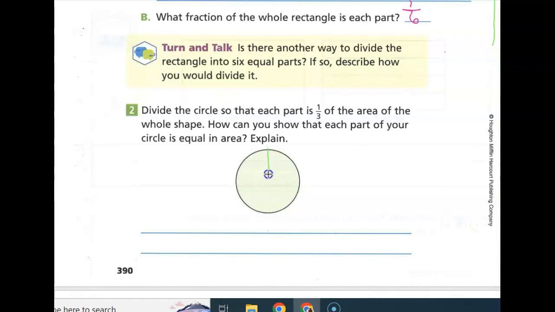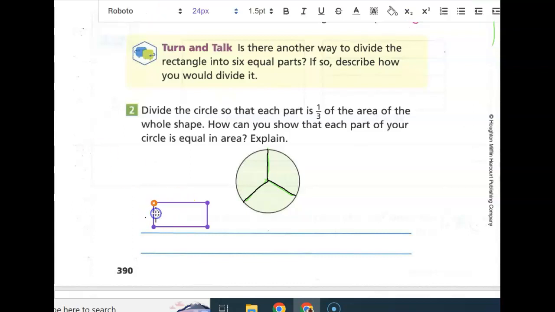Okay, so I think maybe I should draw that darker so we can show it. Okay, now I can't count my unit squares here. How could I figure out if these were equal parts? You could cut them out and then stack them. Okay, I can cut them out and then stack them on each other and see if they match, right?